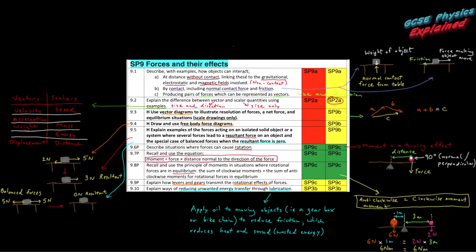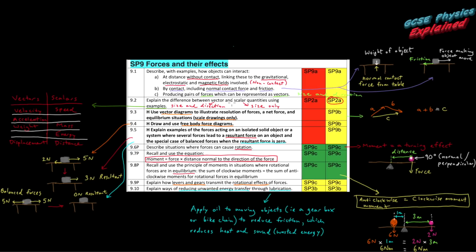Describe with examples how objects can interact, producing pairs of forces which can be represented as vectors. Remember, a vector has got size and direction, so here's a pair of forces. These 2 forces will be equal in size but opposite in direction. Sorry if this arrow here appears to be a little bit longer, I'll just rub a little bit of it out. And here's your other forces opposing each other. If this arrow going to the right is slightly longer than the arrow going to the left, that means that the object is accelerating over to the right in this particular example.